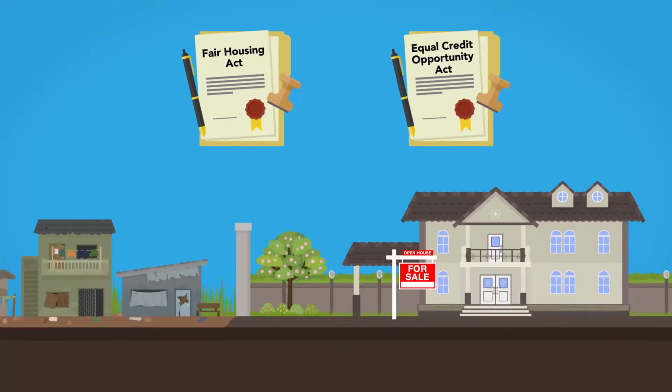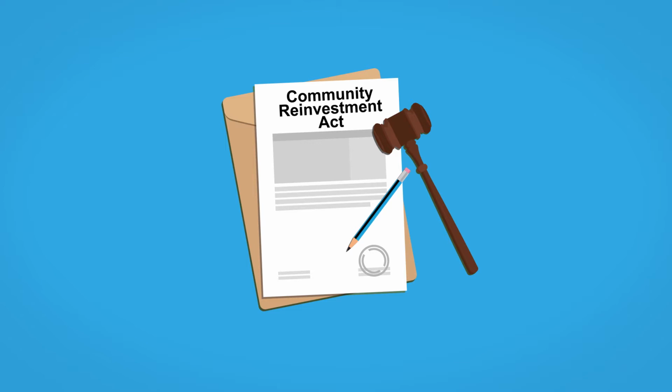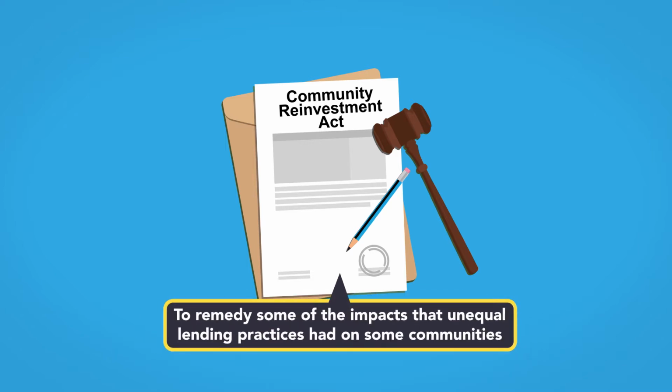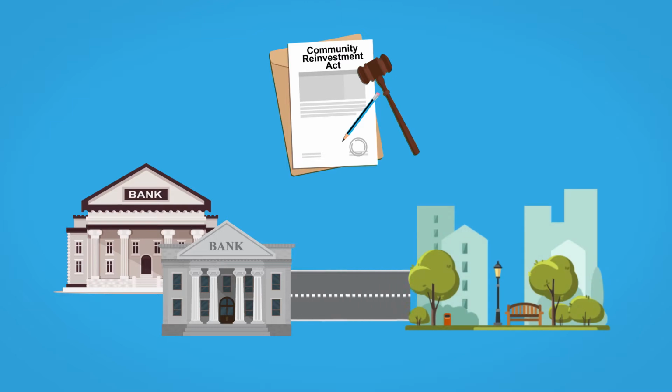However, discriminatory housing had already damaged communities for decades by the time these laws were passed. So in 1977, Congress passed the Community Reinvestment Act to remedy some of the impacts that unequal lending practices had on some communities. The law encourages banks and mortgage lenders to increase access to financial services in their communities.